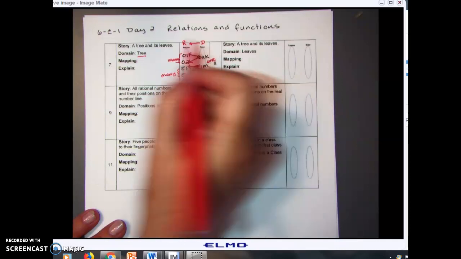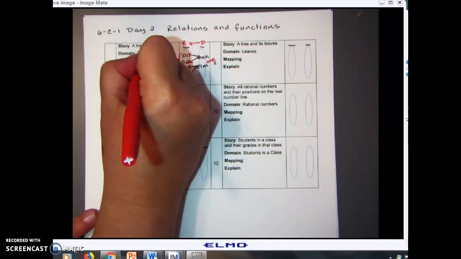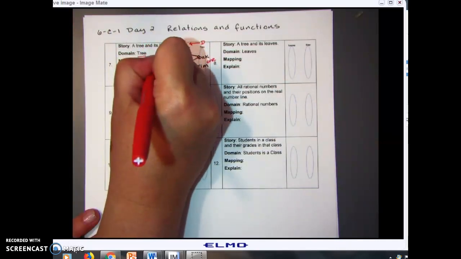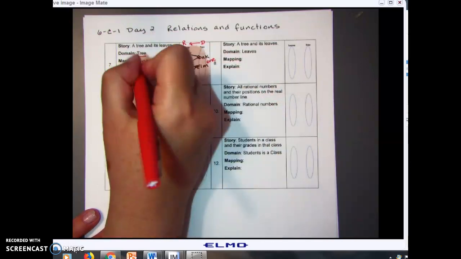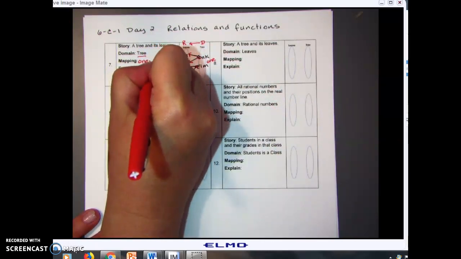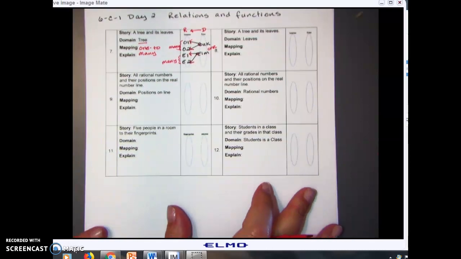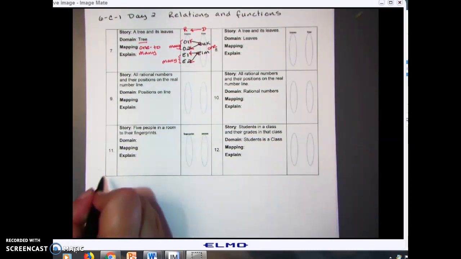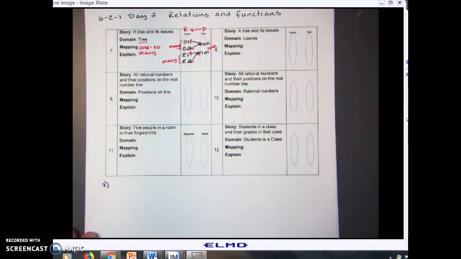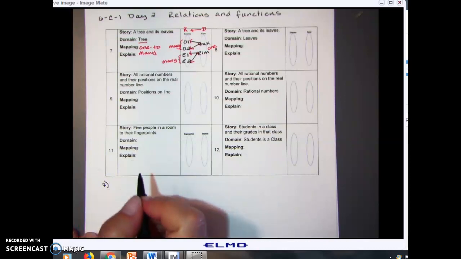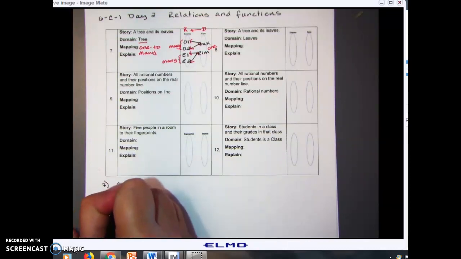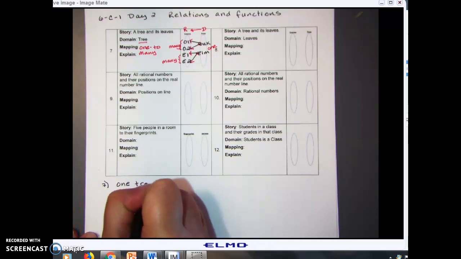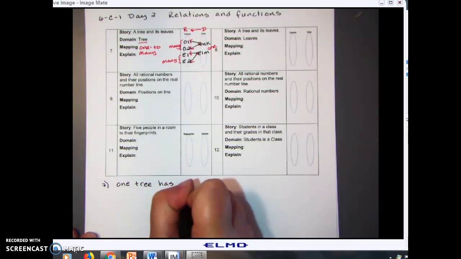And so do we see that the arrows are starting with the 1 and they're finishing with the many? All right, and then I don't have a lot of room there to write for the dot camera. So number 7, I'm going to say that 1 tree has many leaves.